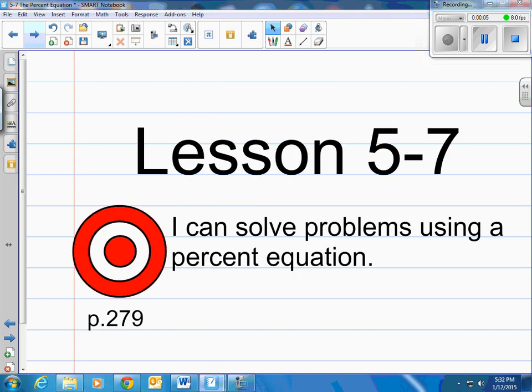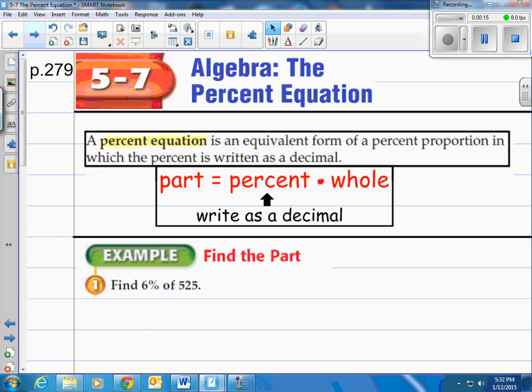Lesson 5-7 in our books on page 279, and our target is I can solve problems using the percent equation. The percent equation is an equivalent form of the percent proportion learned earlier, in which the percent is written as a decimal. We take the part, and that is going to be equal to the percent times the whole.